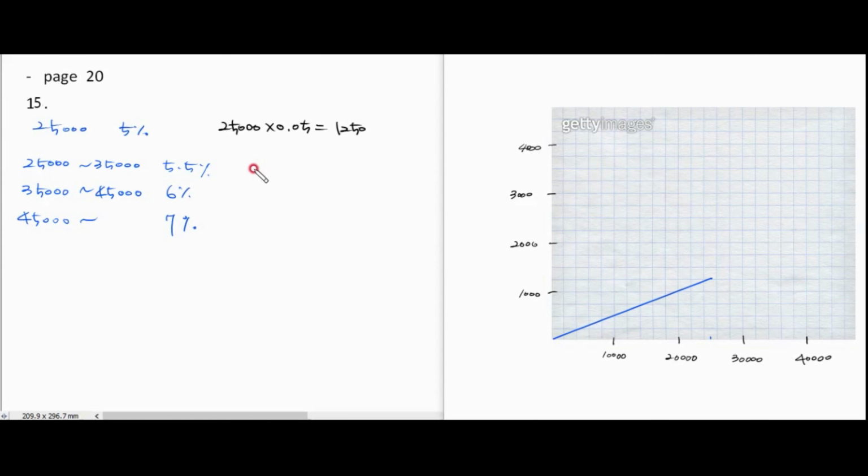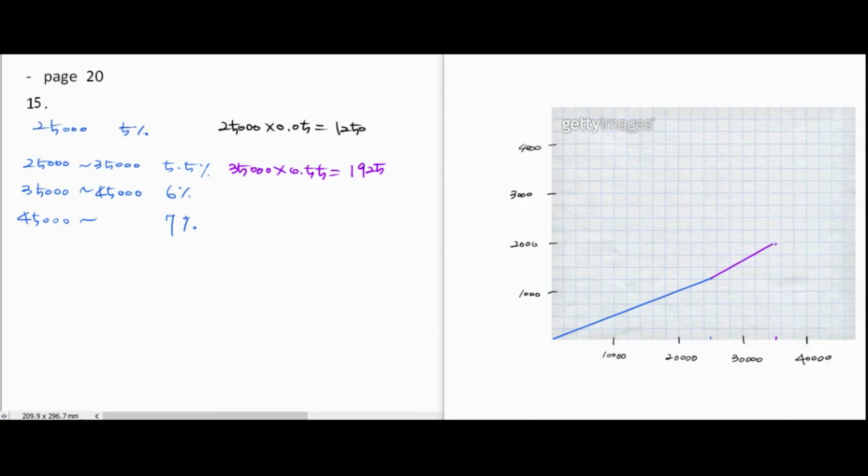And this one will calculate the 5.5%. So 35,000 multiplied by 0.055 equals 1,925. We'll go to the graph and write this down. 35,000, and this will be close to 2,000, so it will be about here. If we connect these two with a line, the slope will change and it will look like this.